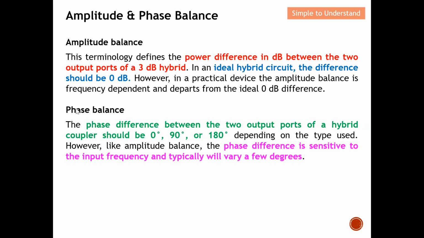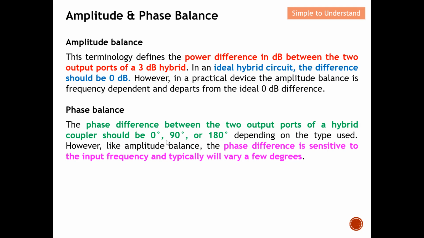Let's go through the phase balance. The phase difference between the two output ports of a hybrid coupler should be either 0, 90 or 180 degrees. Remember these two waveforms: they can be either 0 degree phase difference, 90 degree phase difference, or 180 degree phase difference. All of this depends on the type used.